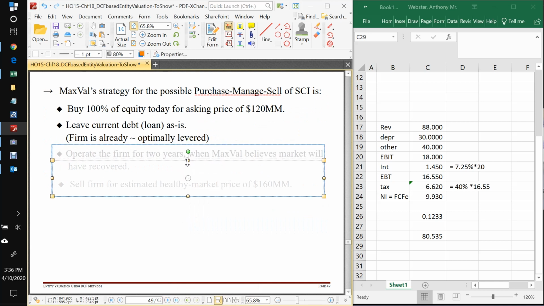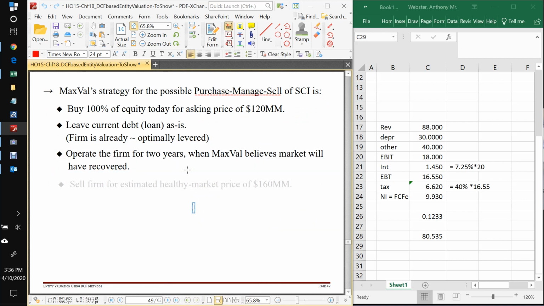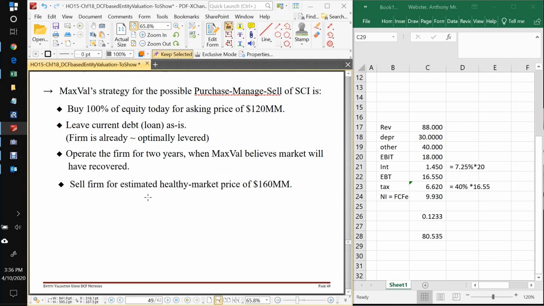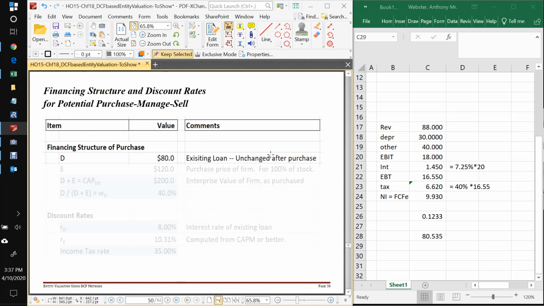And then what they're going to do, being the opportunistic private equity folks that they are, is operate the firm for 2 years, when they believe the market will have recovered. So clearly they're buying low and planning to sell high here, and their estimate is that in 2 years, after the market has recovered, they will be able to sell the firm for $160 million. So that's not bad, 120 to 160, plus they're going to get free cash flows for 2 years along the way. So that's looking pretty good.